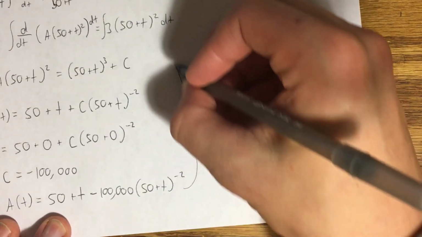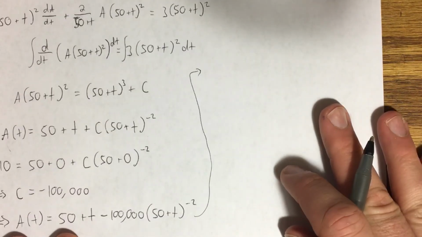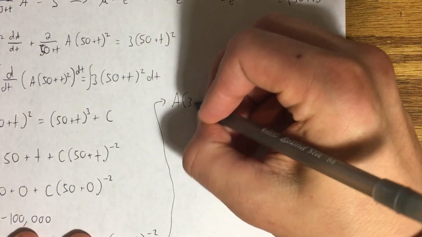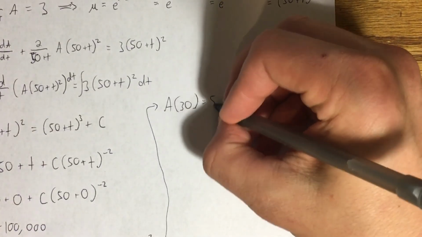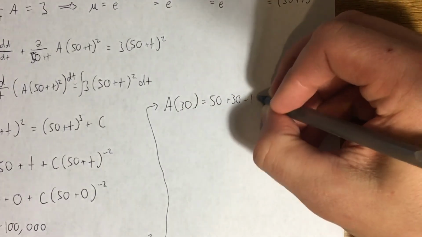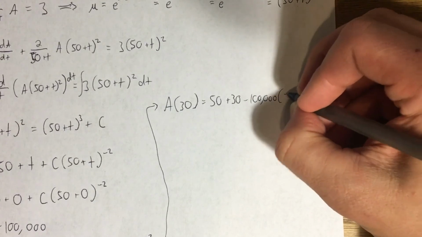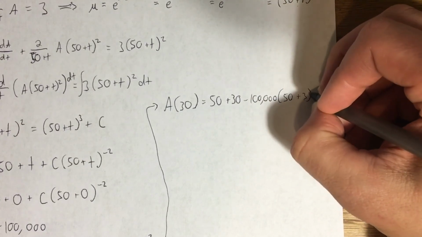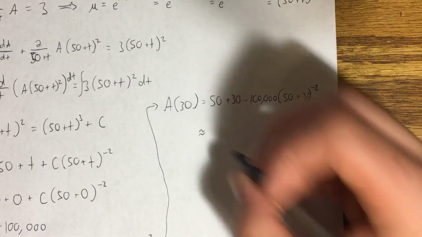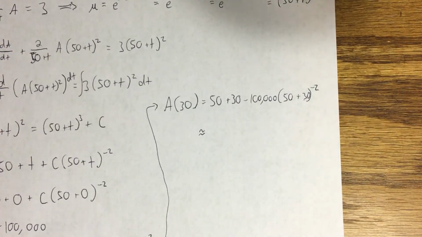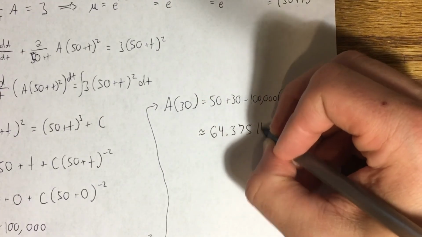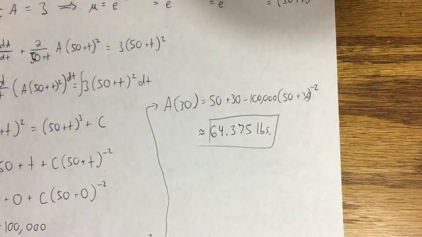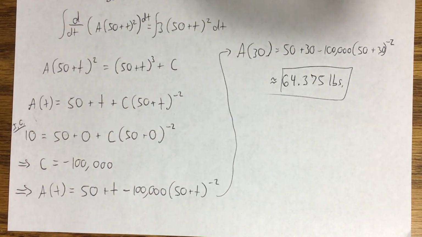Okay, so let's come up here and do that. What we want now is A of 30. Looking at our function down here, just plugging 30 in for t, this is equal to 50 plus 30 minus 100,000 times (50 plus 30) to the negative second power. And once again, all of that just goes into a calculator, and in this case we end up with approximately 64.375 pounds of salt.